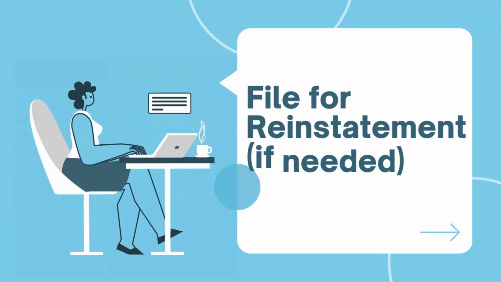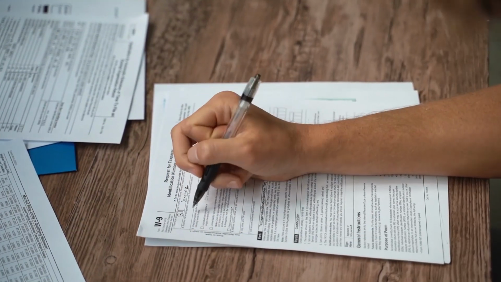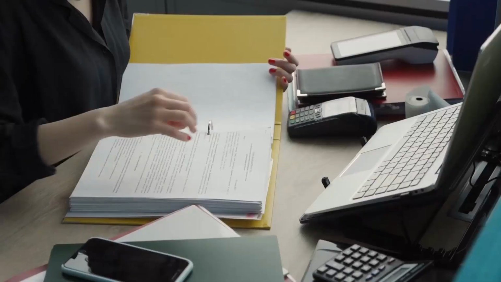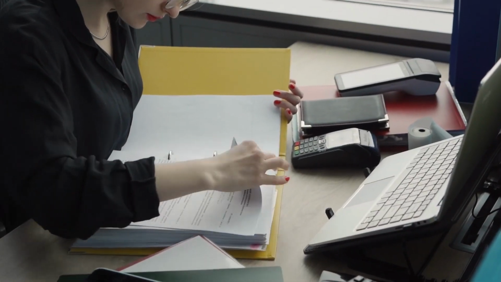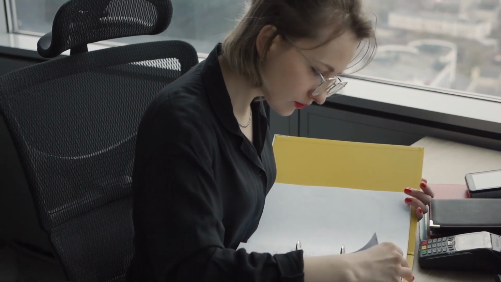File for reinstatement. If an LLC has been administratively dissolved by the state for failing to file annual reports, it can file an application for reinstatement to get its active status back. This requires a $100 filing fee.